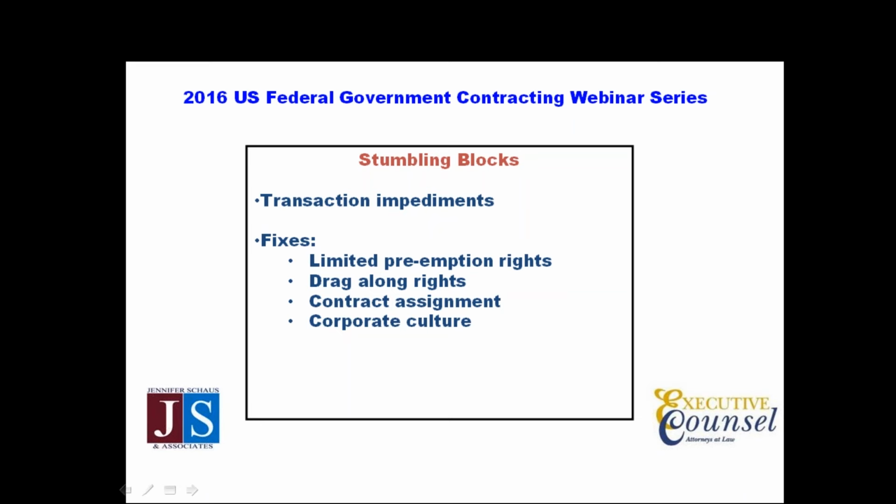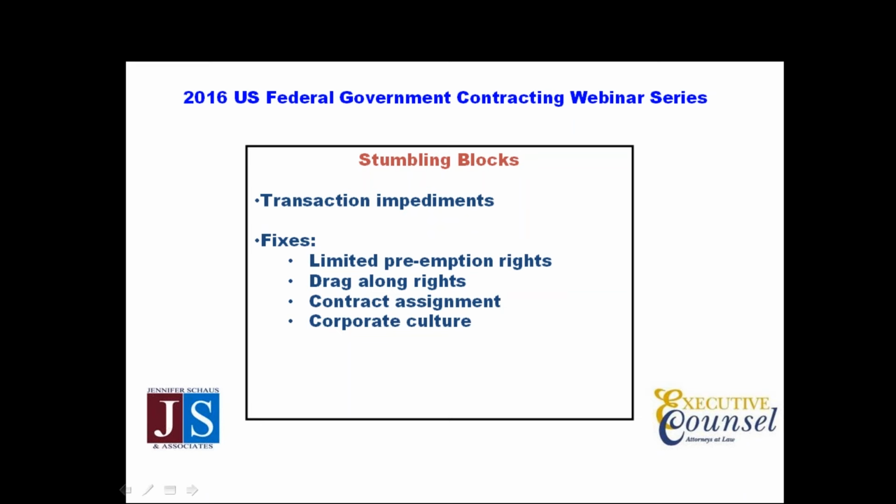Finally, just a word about stumbling blocks. This is all about keeping yourself attractive to investors or purchasers. You don't want to create any disincentives or big discounts in valuation that looks at how hard it might be to gain control of your company. And this means limiting preemption rights of various partners or equity holders so that a new investor or a new purchaser doesn't have a big hurdle to crawl over in order to get control of the company.